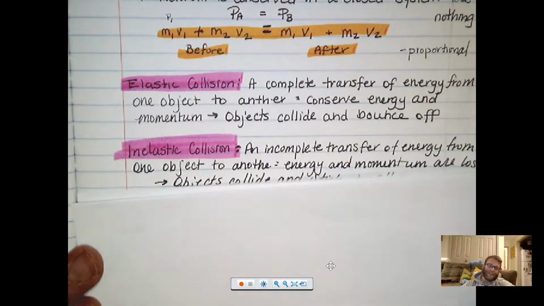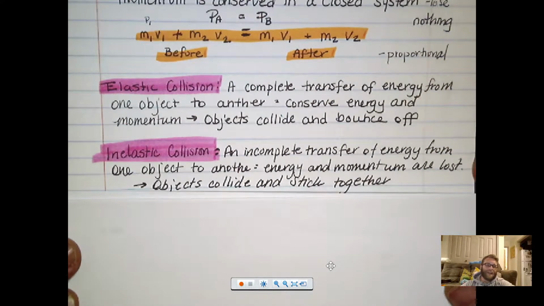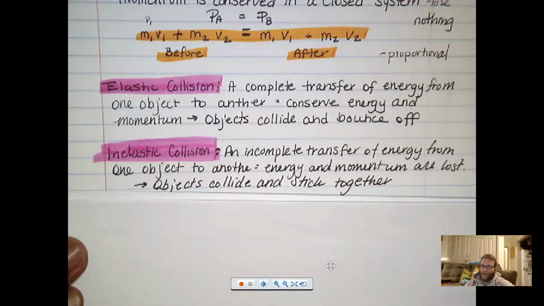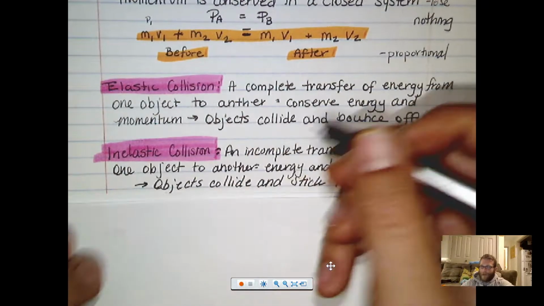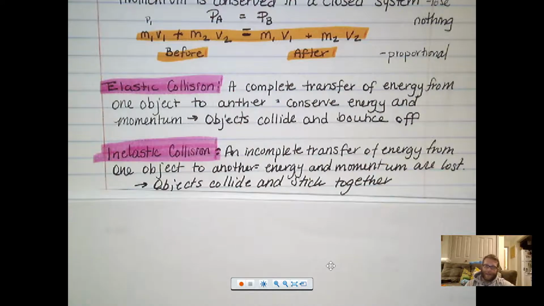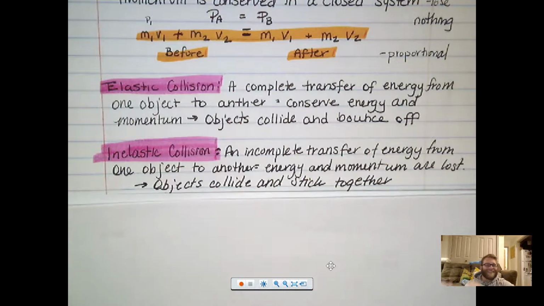So inelastic collisions, again, are different. It's where we have an incomplete transfer from one object to another. So essentially when we have our two objects collide, the objects will stick to each other. Think of it like you're throwing mud at a bowling ball, right? You throw that mud at the bowling ball, that mud is going to stick to it. And what happens is you end up changing the mass of the overall system, right? So if you change that, momentum is going to be changed. Energy may be lost and momentum may be lost.